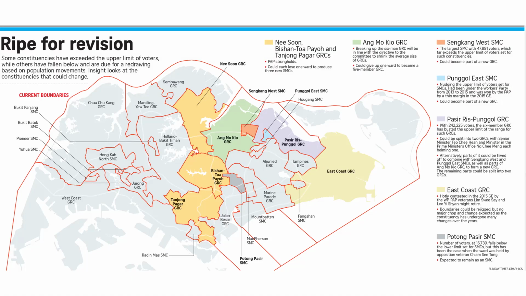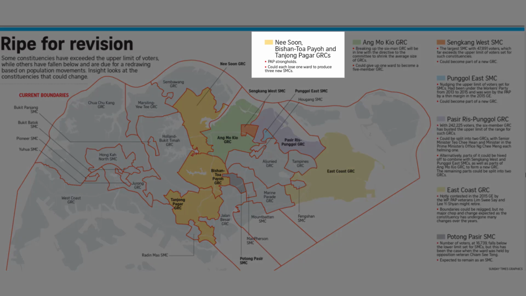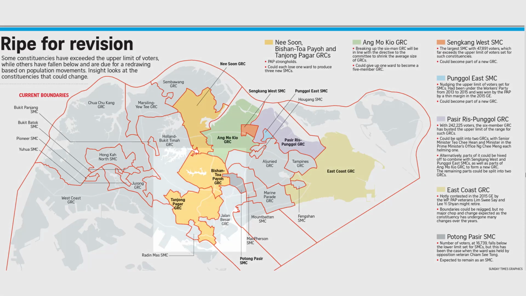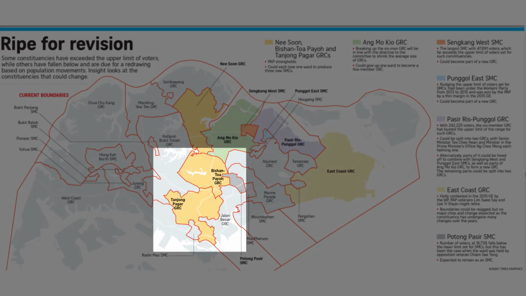The idea is that it's changing every year because some constituencies have exceeded the upper limit of voters while some have fallen below, and so based on population movement, they may redraw the lines. Of course, there are other reasons, but this is one of the many reasons. You can take a look at perhaps the Nee Soon, Bishan, Toa Payoh and Tanjong Pagar GRCs. They used to be PAP strongholds, or perhaps not now, and they could each lose a ward because in order to draw a new single member constituency or SMC, they may redraw the lines again.